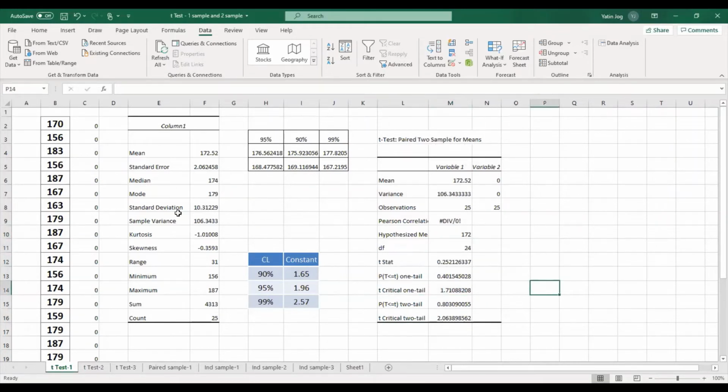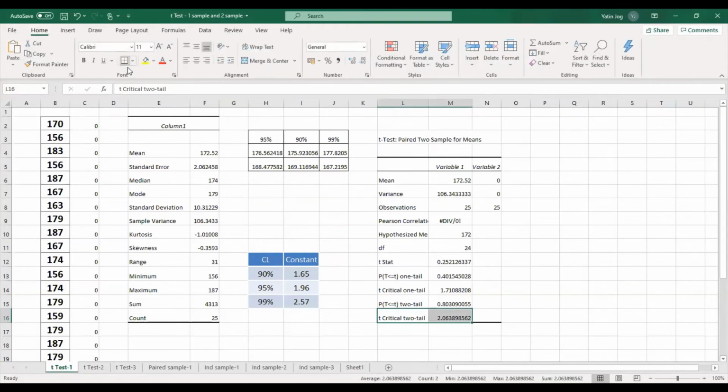Now for this problem, what is the value of n? Count is 25. You can get the count here from the descriptive statistics. So again, we have to look for the row of 24, correct? If count is 25, we have to look for the row of 24, and the confidence level is 95%. So we look at the column of 0.025 that we have discussed already, and that value comes as 2.06. The same value is coming here, the t critical value, 2.06.